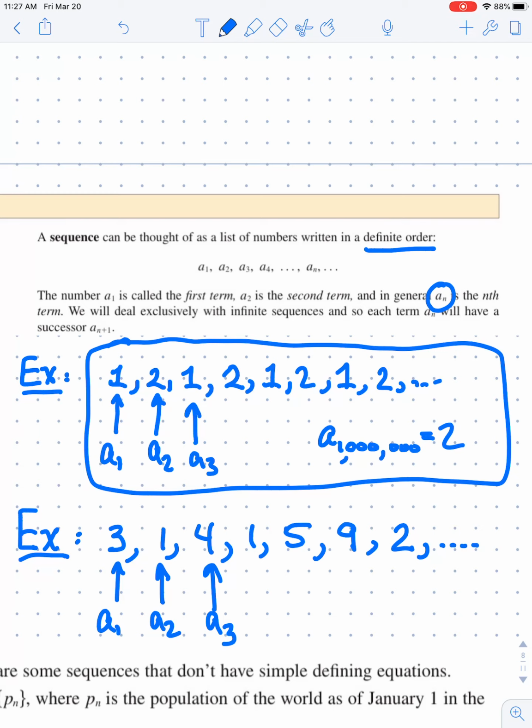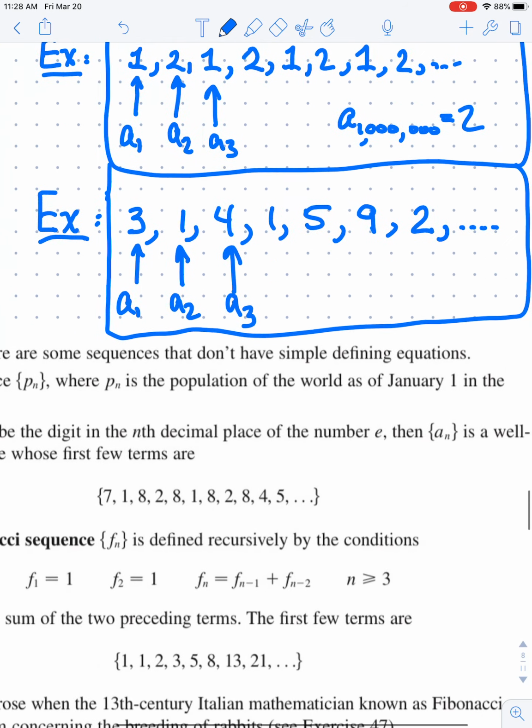Now, if I asked you what's the millionth term in this sequence down here for the decimal of pi, well, that would be a lot harder, right? I don't know it. I'd have to look it up and ask a computer. And so finding later terms in the sequence might be easy if we know a pattern, and it might be really hard if we're not sure of that pattern.